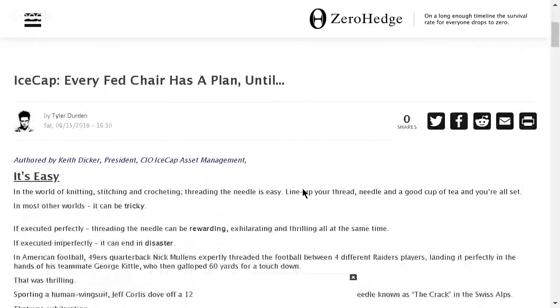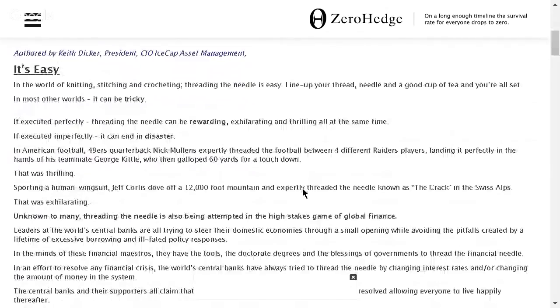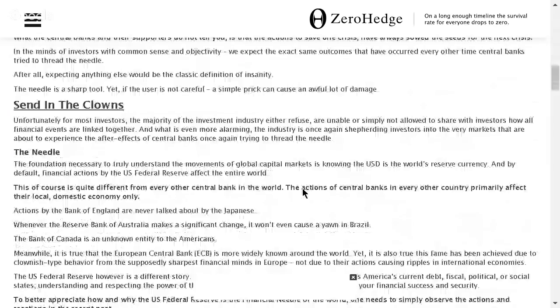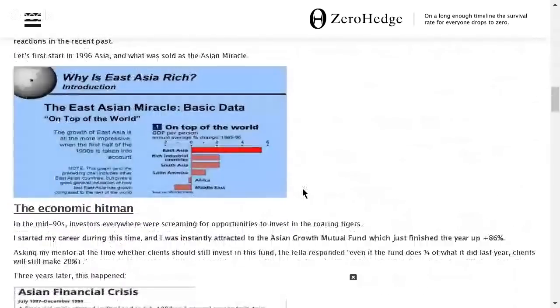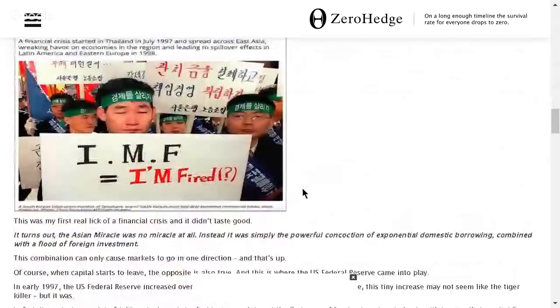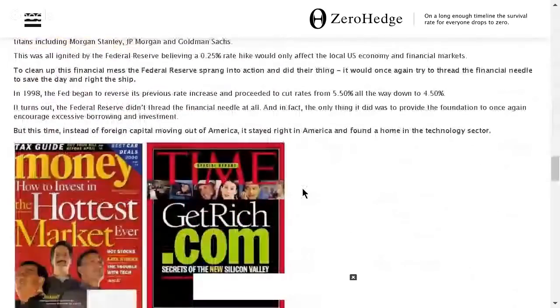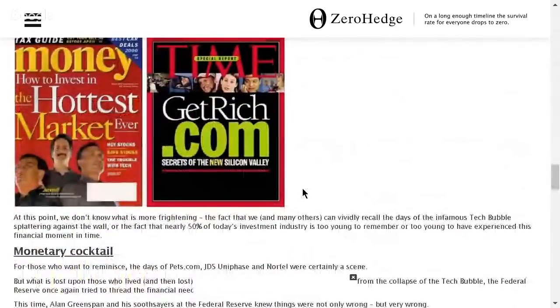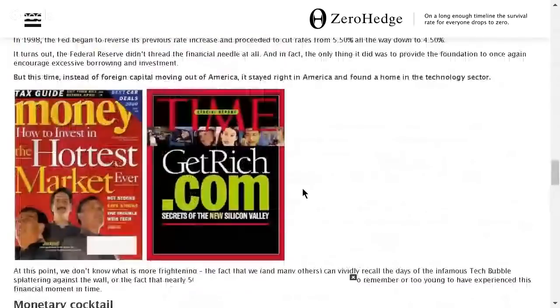Now let's talk economics. Every Fed chair has a plan until it fails. So the Fed is in the process of planning to lower interest rates in an attempt to prop up the stock market and keep the bubble market inflated. The problem with the current stock market, while it's at very high levels, is that all of that was bought with cheap money, borrowed. That's all on borrowed money, folks.